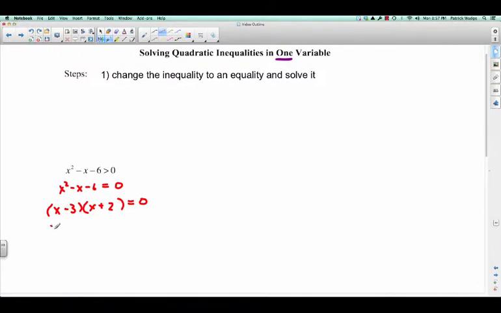Now using the zero product property, either x minus 3 equals 0 or x plus 2 equals 0, and you can easily solve those. x equals positive 3 and x equals negative 2. Great, first step is done.